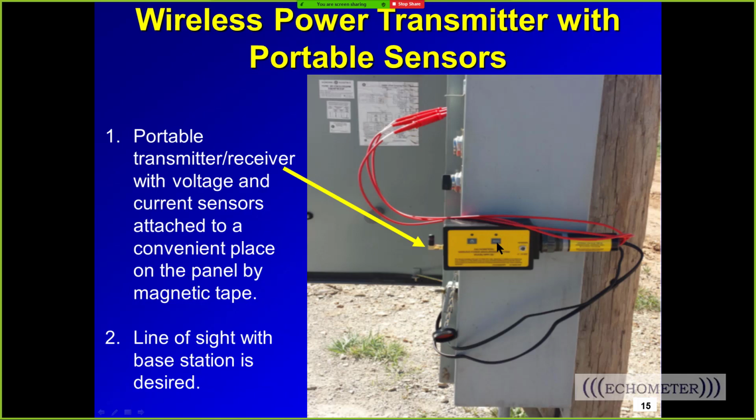Now if you aren't allowed to open the panel, then Echometer has a fixed power adapter that can replace this harness. You replace this harness right here with a connection inside, and then there's a little plug on the outside, and you just plug right into that connection, and you don't have to open the panel, and you can collect the power, current, and voltage data without opening the panel.